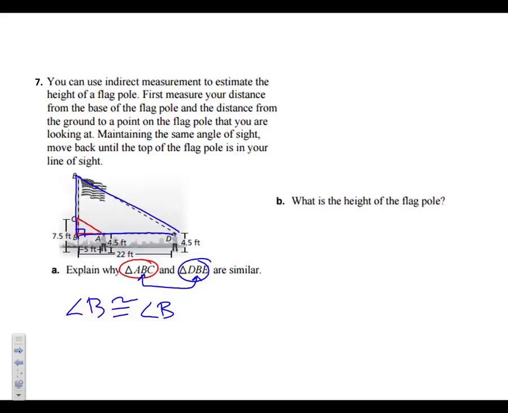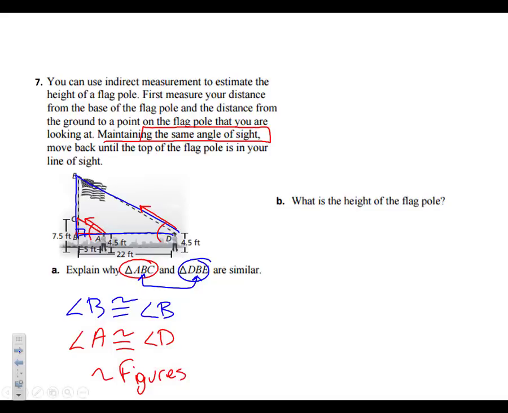And then the key words in the story problem are "maintaining the same angle of sight," which means this angle of sight here and this angle of sight here, if it maintains the same angle, then those angles are congruent. So angle A is congruent to angle D. Now we have two angles that are congruent, so the figures are similar. All right. So now we've proven these are similar.